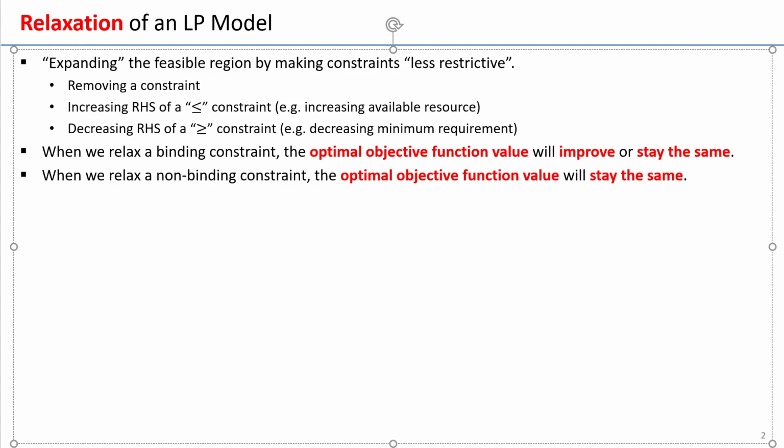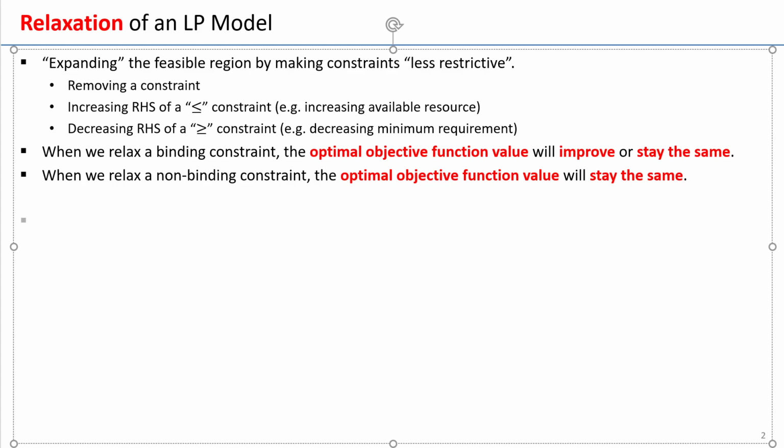And when you relax a non-binding constraint, like we had an example in the Aquaspa Hydrolux or hot tubs problem, there was one constraint, the feet of tubing, that was non-binding. Then if you relax it, it's not going to help the solver to find a better optimal solution. So the optimal objective function value will not improve, it will stay the same, and actually the solution will also stay the same, right? So let's consider some examples to see what we can say.